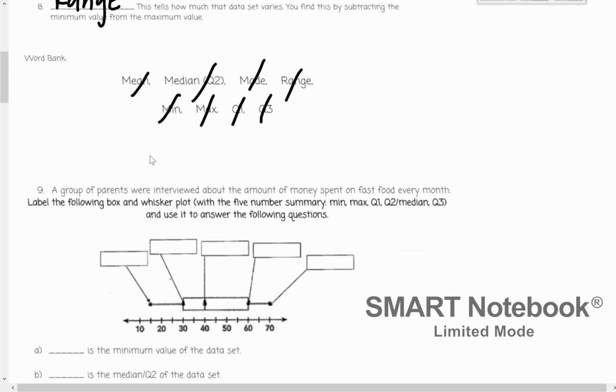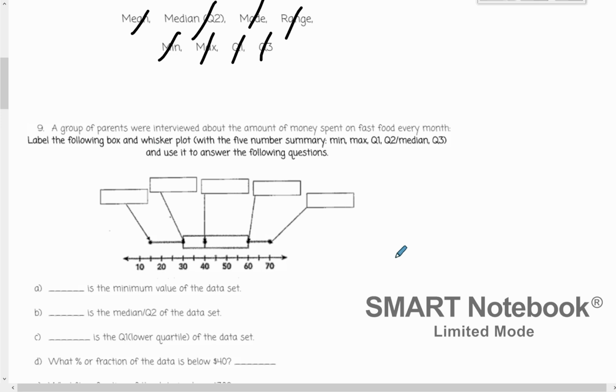A group of parents were interviewed about the amount of money spent on fast food every month. We're going to label the box and whisker plot with the 5-number summary. This dot over here is going to be our min. The dot way over here is going to be our max. Those are what our whiskers go out to, our min and max. Inside our box, we have our quartiles. So we have Q1, Q2, which is also our median, and Q3.